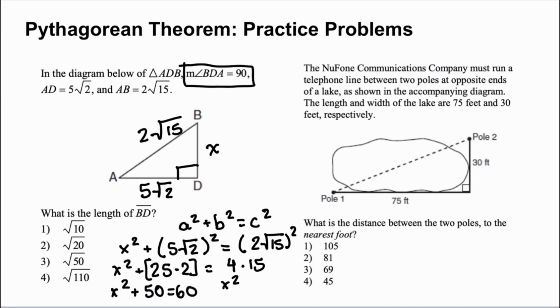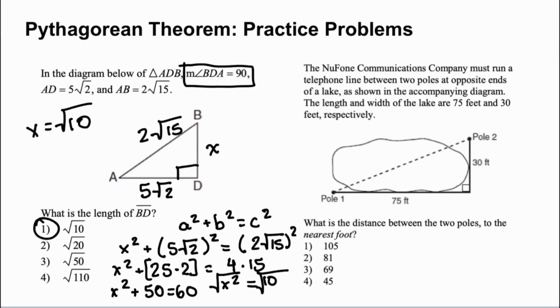Then if you subtract the 50 on both sides, we get x squared is equal to 10, and then undo that exponent with the square root, and we get that x is equal to the square root of 10, which is answer choice 1.